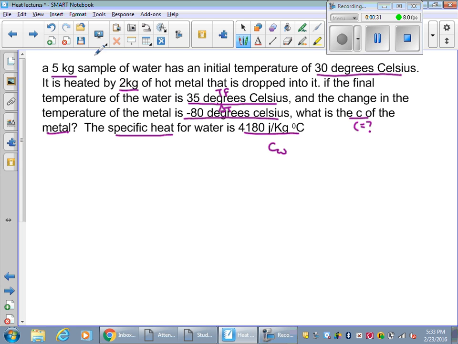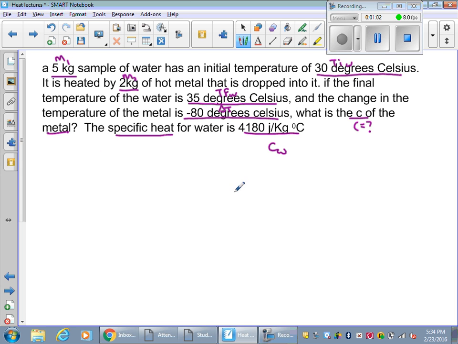Okay, so we have this problem here. I've underlined all the important information. 5 kilograms of water is going to be your mass for object 1. The initial temperature is T initial for your water. Object 1 is heated by 2 kilograms of the hot material dropped into it. So this is your mass, object 2. The final temperature of the water is 35 degrees Celsius, so that's your T final of water. And the change in the temperature of the metal, so I gave you the change in temperature, is 80 degrees Celsius. What is the C of the metal?